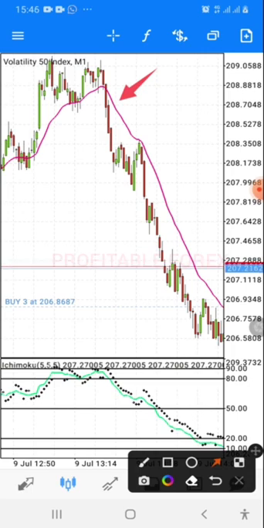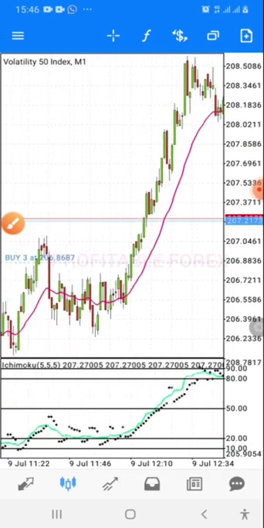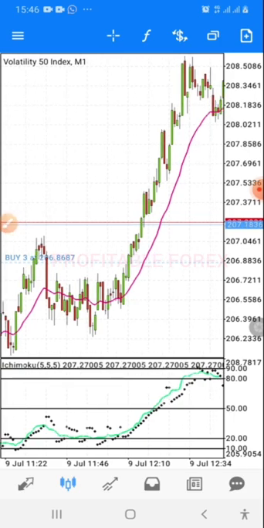You can see that the Ichimoku is below and the parabolic SAR is above. So make sure that the parabolic SAR is trading above the Ichimoku before entering your trade.